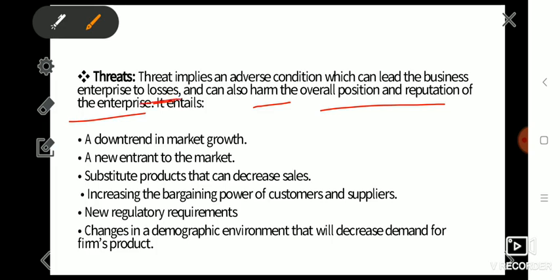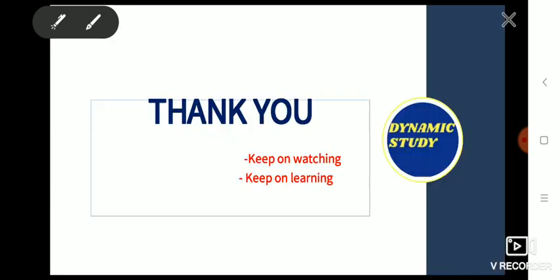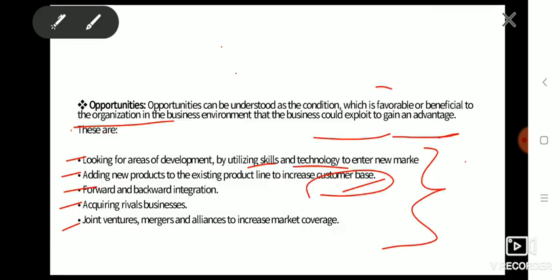Some of them are a downtrend in market growth, a new entrant to the market, substitute products that can decrease sales, increasing bargaining power of customers and suppliers, new regulatory requirements, changes in demographic environment that will decrease demand for firm's products. All these are threats in an organization, acting as an adverse condition that leads the business enterprise to losses, and also harms the organization's overall position, and the reputation of the enterprise is also affected. So this is all about SWOT analysis.